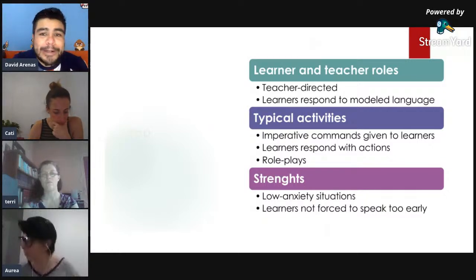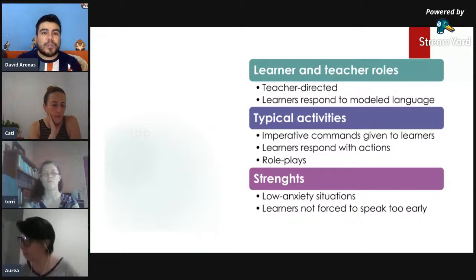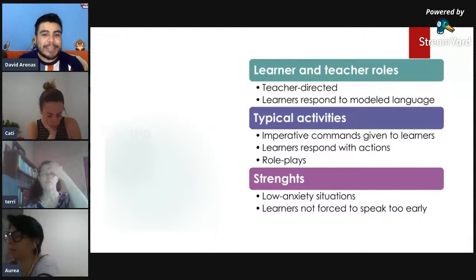So the TPR had also different roles for teachers and learners. This method was completely teacher directed because the teacher was telling the students what to do. The teacher was giving the students imperative commands for them to act, for them to do something. And learners were just receiving the instructions and responding through the modeled language, right? They were supposed to know how to react.